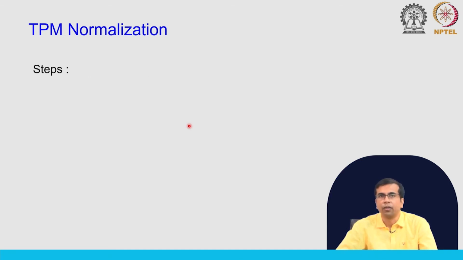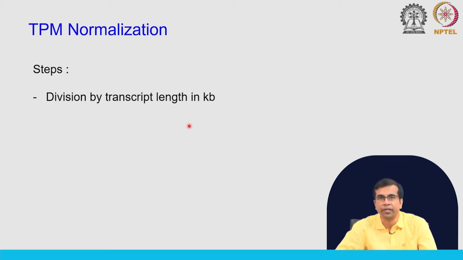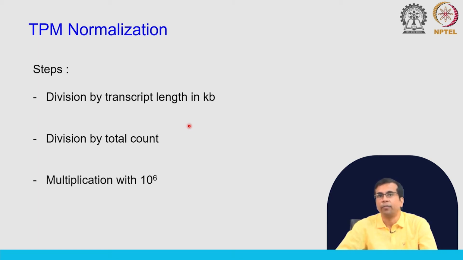So what are the steps? Here you first divide by the transcript length in kb, instead of dividing by the total sequencing depth. Once you have done that, then you divide by the total count. I am not saying total sequencing depth because the total will change because of this division by transcript length. So it is the total count that we get after this division, and then you multiply by 10 to the power 6. So just this one step, the division by transcript length, is now the first step instead of the last step as in RPKM FPKM normalization.